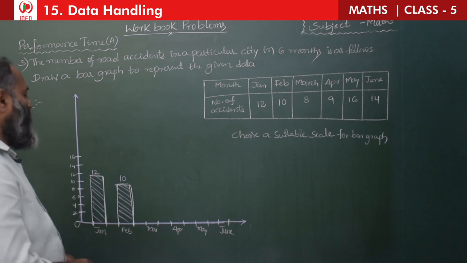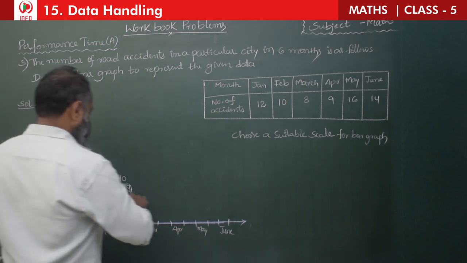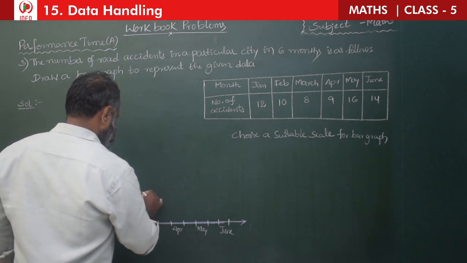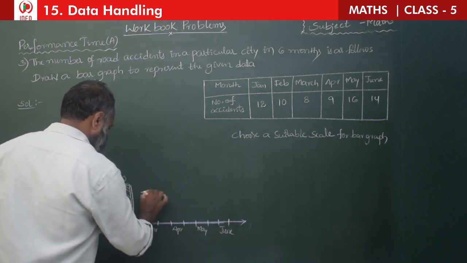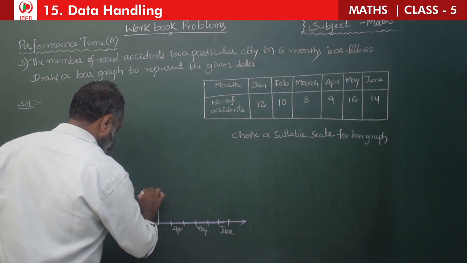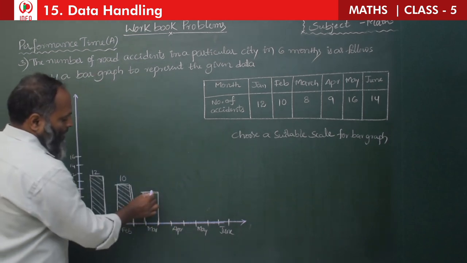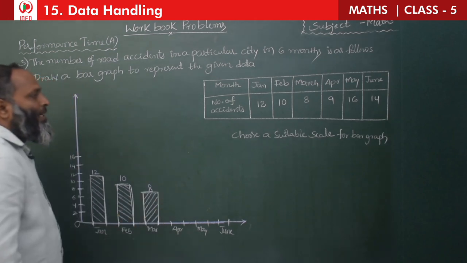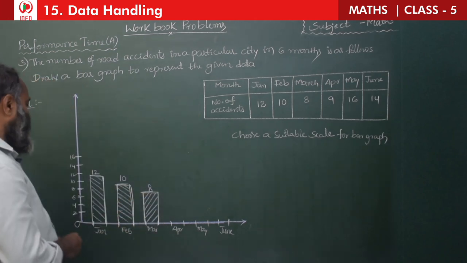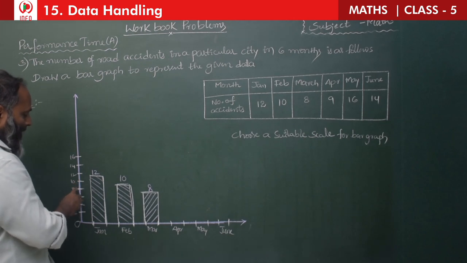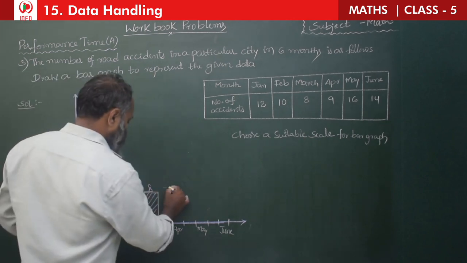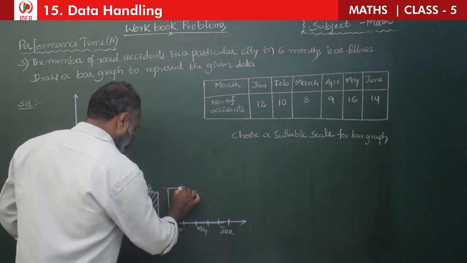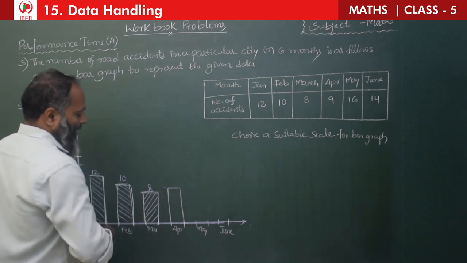In the month of March, 8 accidents. Where is 8? Here is 8. 8 accidents in the month of March. Next, in the month of April, 9 means in between 8 and 10. So the little dark line represents 9. In the month of April, 9 accidents.